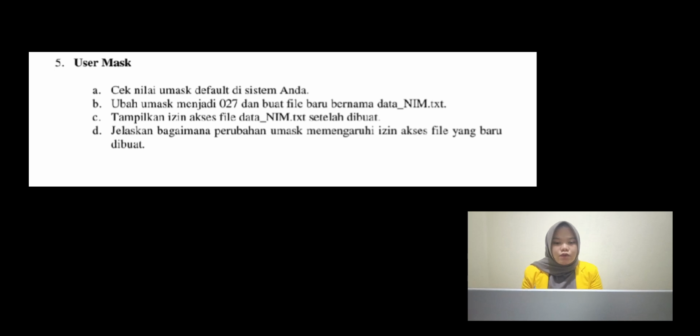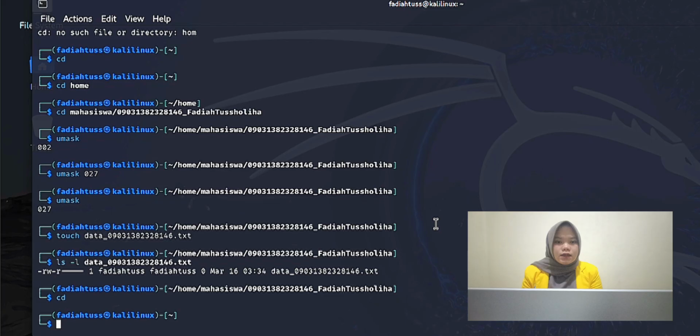Next, in point D, we are asked to explain how the umask change affects the access permission of the newly created file. We can analyze that the umask 027 was successfully implemented because the umask 027 itself affects the access permission of the newly created file, where 0 means not reducing user permission, 2 means reducing write permission on the group, and 7 removes all permission for other, obtained from 4 plus 2 plus 1. To find out, we can run the command ls -l data_name.txt as follows.